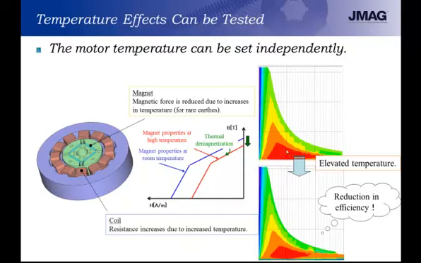If we compare an efficiency map generated for a machine at room temperature to an efficiency map generated at elevated temperatures, we can see that there is a reduction in efficiency.